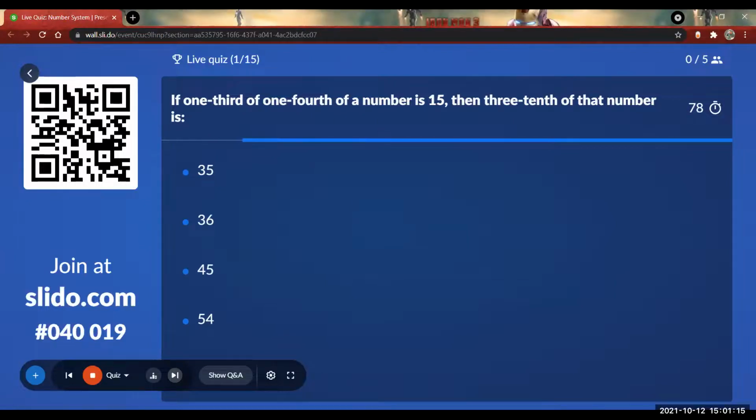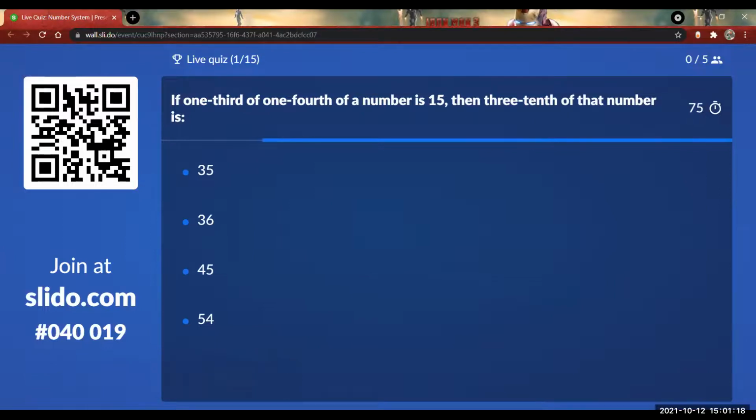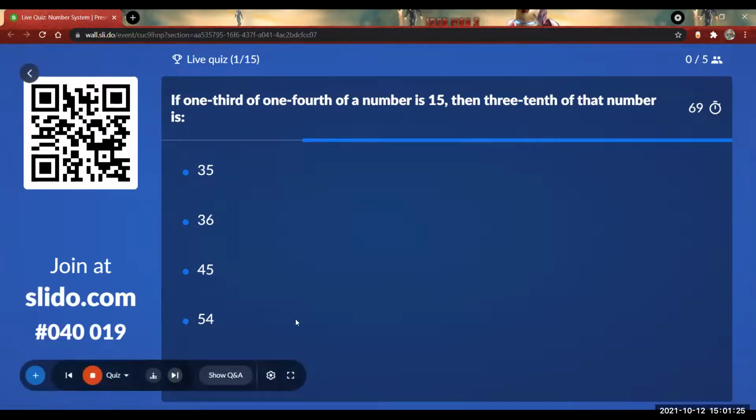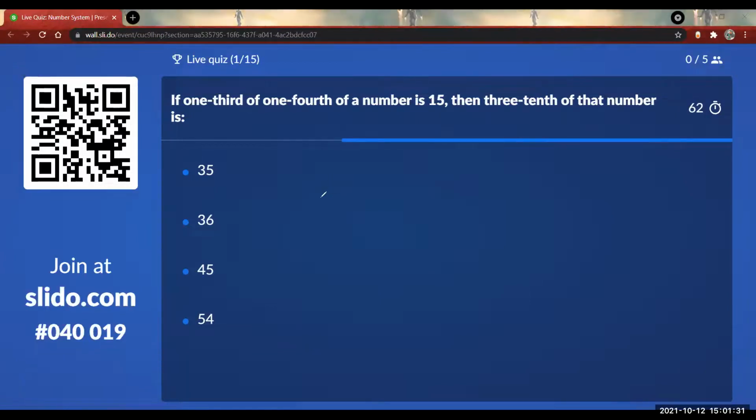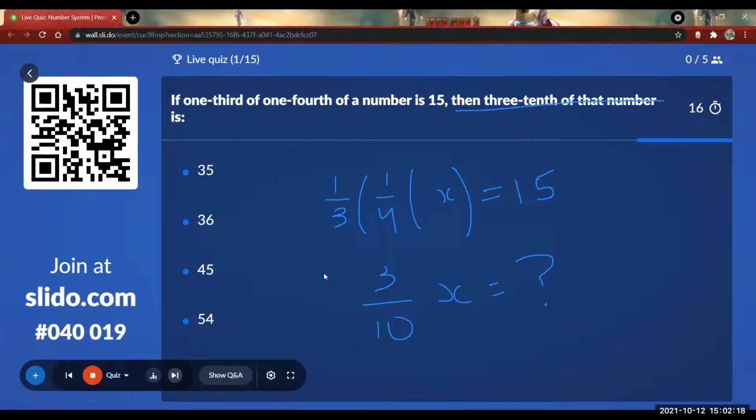The question here is if 1/3 of 1/4 of a number is 15, then 3/10 of that number is what? I'll just give you some small hints. It basically says 1/3 of 1/4 of a certain number, let's say x, is equal to 15. Which essentially means 3/10 of x is what? This is a simple question. I believe you guys should have solved it.